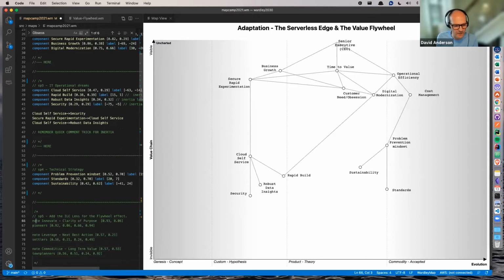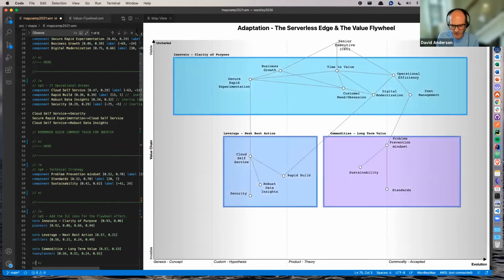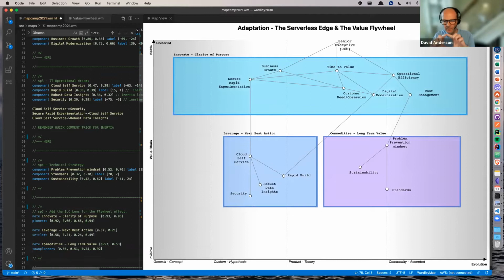That's not always obtainable. So when we step back and add a lens to this, where we bring in the value flywheel, there's almost like an ILC lens here: innovate, leverage, commoditize. The first phase of the flywheel is clarity of purpose. For your senior executive, there'll be a clarity of purpose. This is your top line vision, things that the CEO will talk to the company about. That's where go north, young man. This is the things that we innovate on.